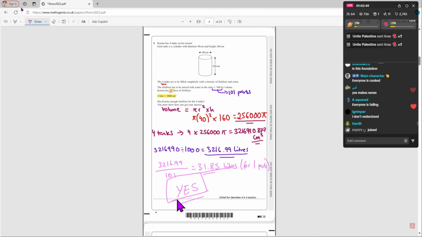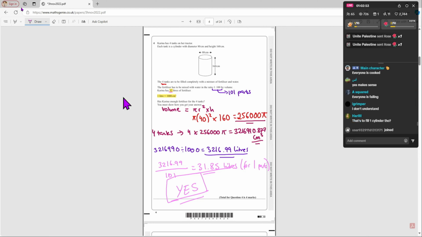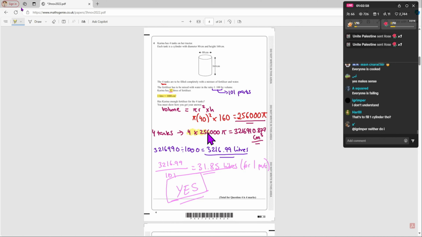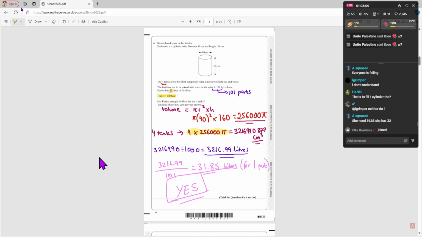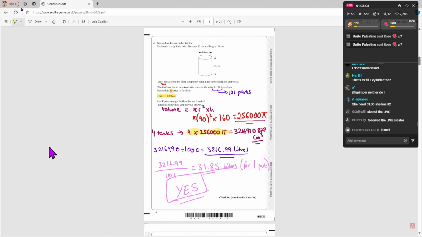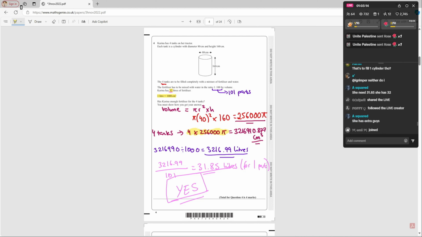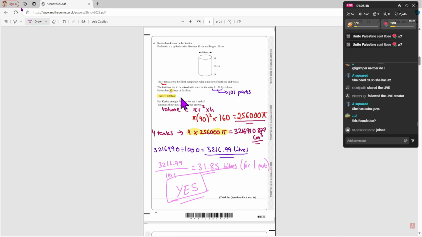Remember, guys, you do not have to multiply it by 4. We already multiplied it by 4 in our previous step to get its volume. That's why we don't multiply by 4 in the end, okay? She has an extra 0.15 liters. She needs 31.85 liters of fertilizer, but she has 32 liters instead, okay? She has extra. So the answer is yes.